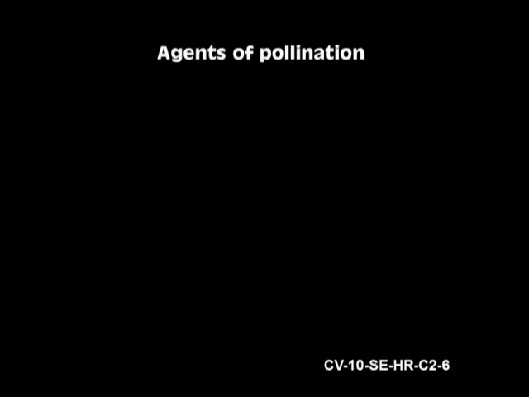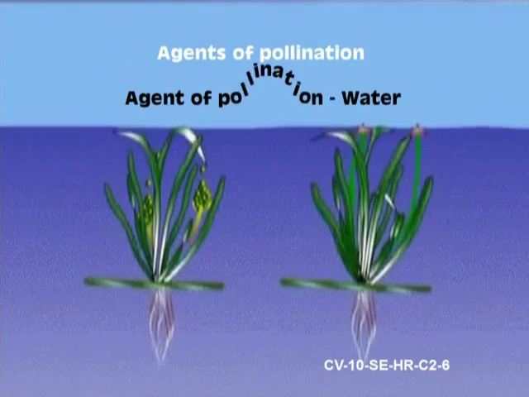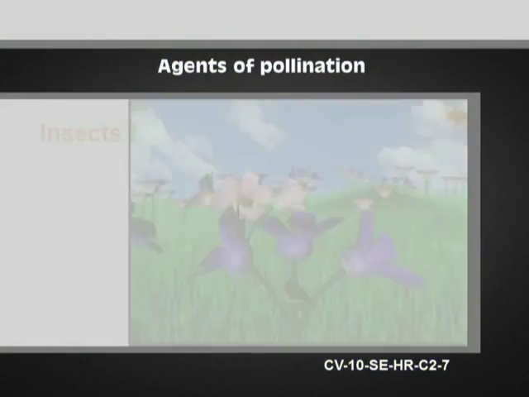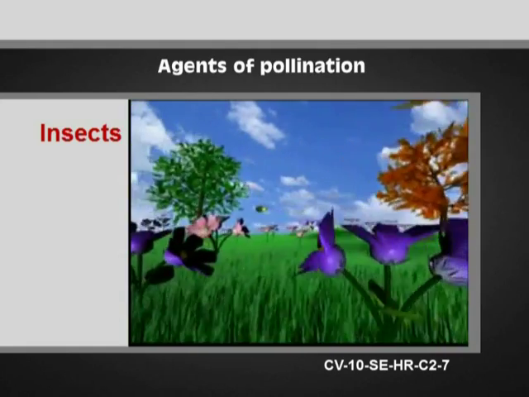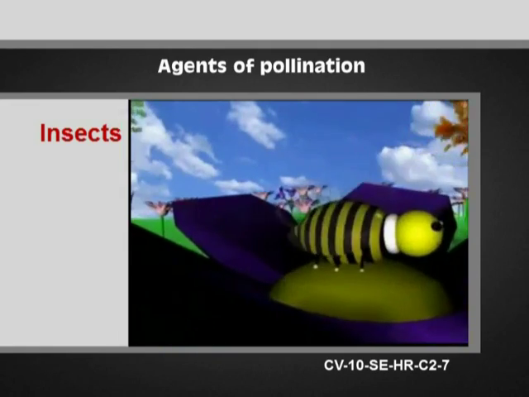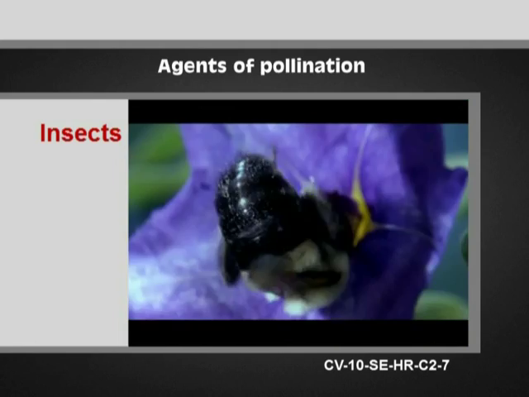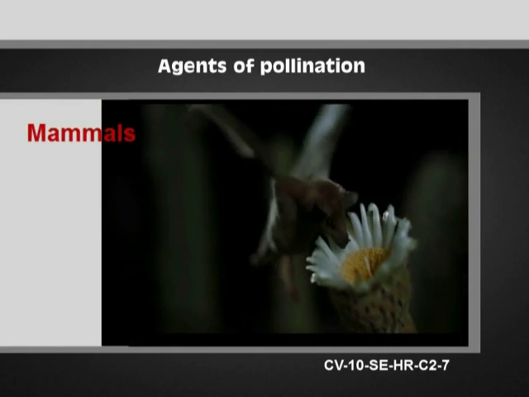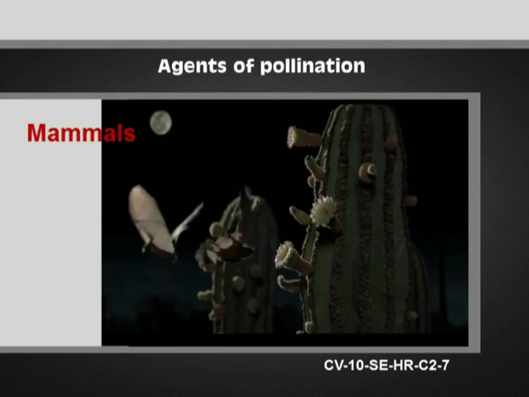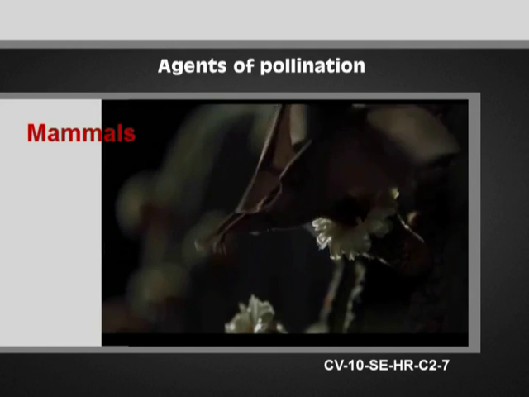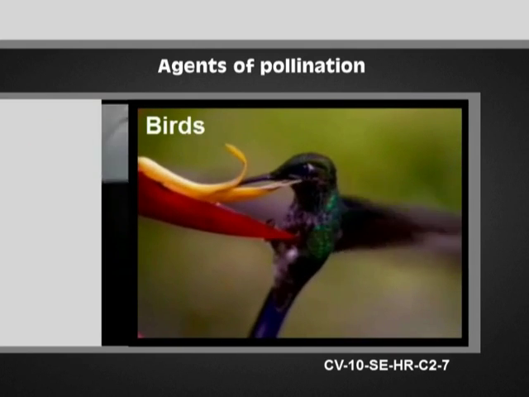Now list the agents of pollination. They are wind, water, insects, mammals, birds, etc.